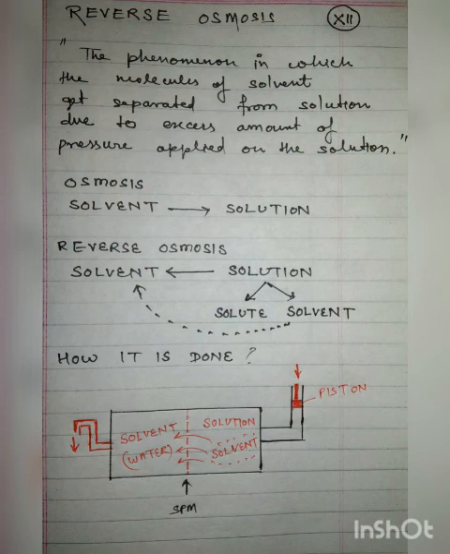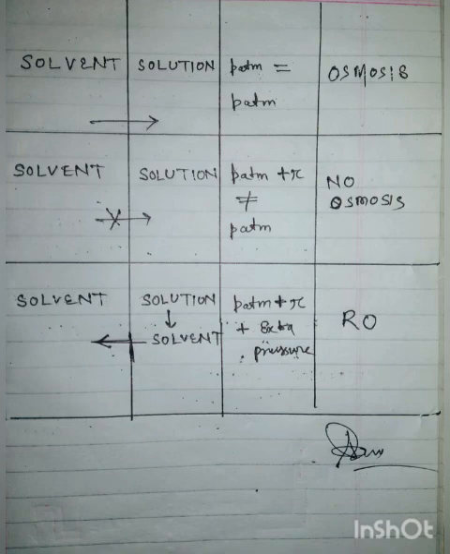So, in the previous classes, we learned about osmosis and osmotic pressure. Now, today we will talk about reverse osmosis. So, what is reverse osmosis? In simple terms, it is a phenomenon in which the molecules of solvent get separated from a solution due to an excess amount of pressure applied on the solution.